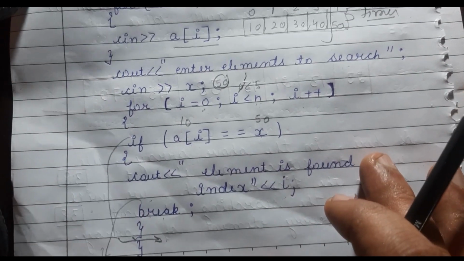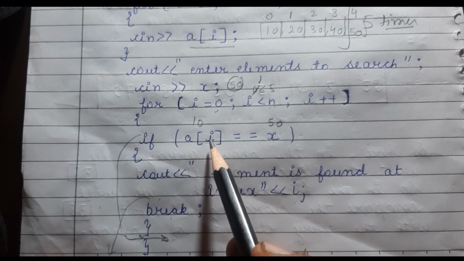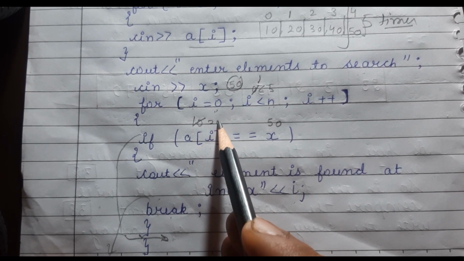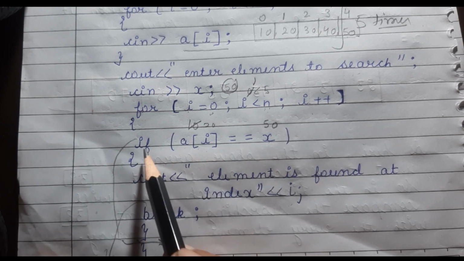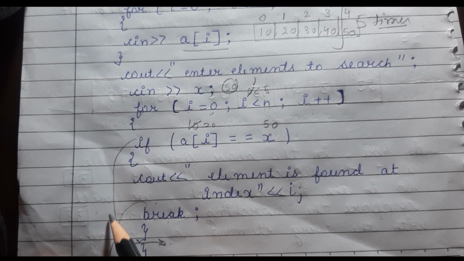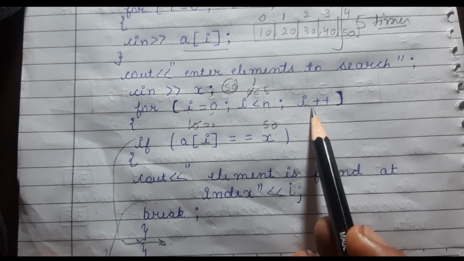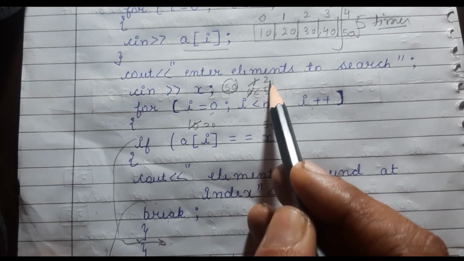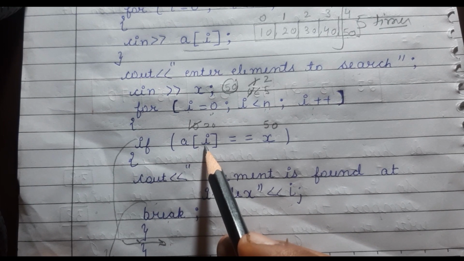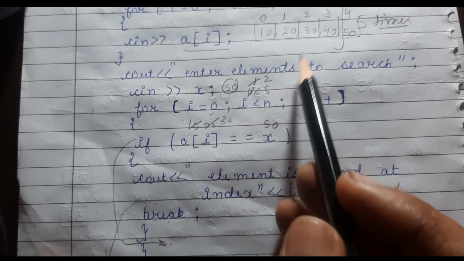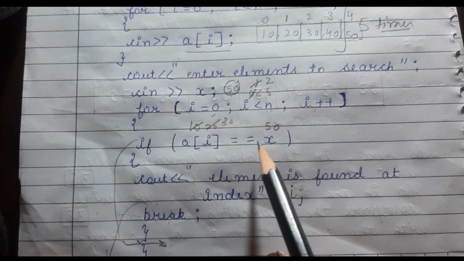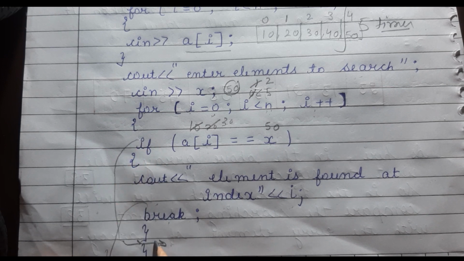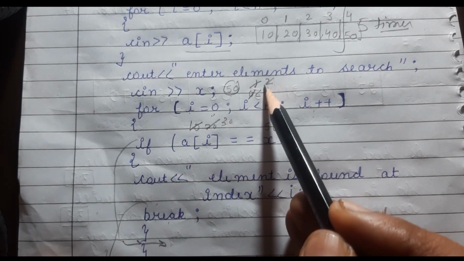Now we compare. a[i] has a value 20, 20 == 50, the condition value is false. So control jumps out of the if structure, and after this there is no statement, then i is again updated. i becomes 2. Now we compare a[2], which has a value 30. 30 == 50, the condition value is false. Then control jumps out of the if structure, again i is updated, i becomes 3.